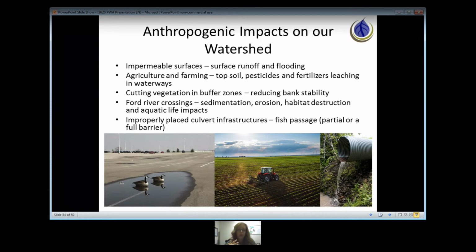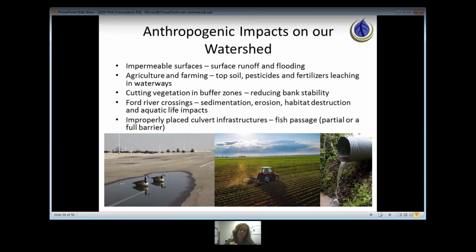Also, for agriculture and farming, a lot of topsoil, pesticides, fertilizers can leach into our waterways if there's not a sufficient buffer zone to capture those before entering our waterways. Also, cutting vegetation in our buffer zones. So if we cut too much of what's holding the soil together, we can reduce the bank stability. And so this is in situations where people start losing land as well.